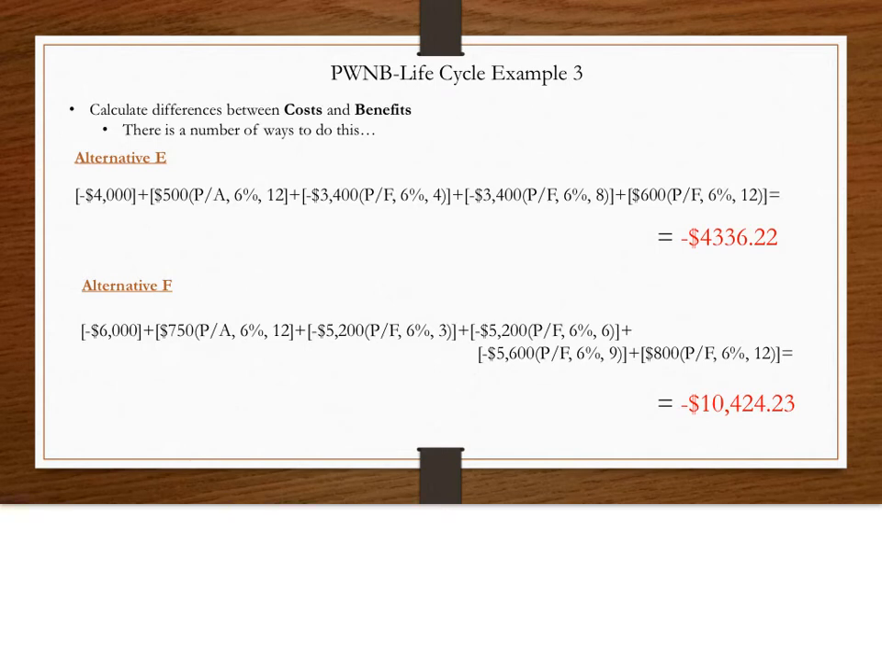So here we have the equations for each alternative. We convert the annual series to a present worth using the uniform series present worth equation. We convert the future worths to present worth using the single payment present worth equation. We conclude that while neither analysis shows a benefit, alternative E has the least costs and thus is more beneficial relative to alternative F.